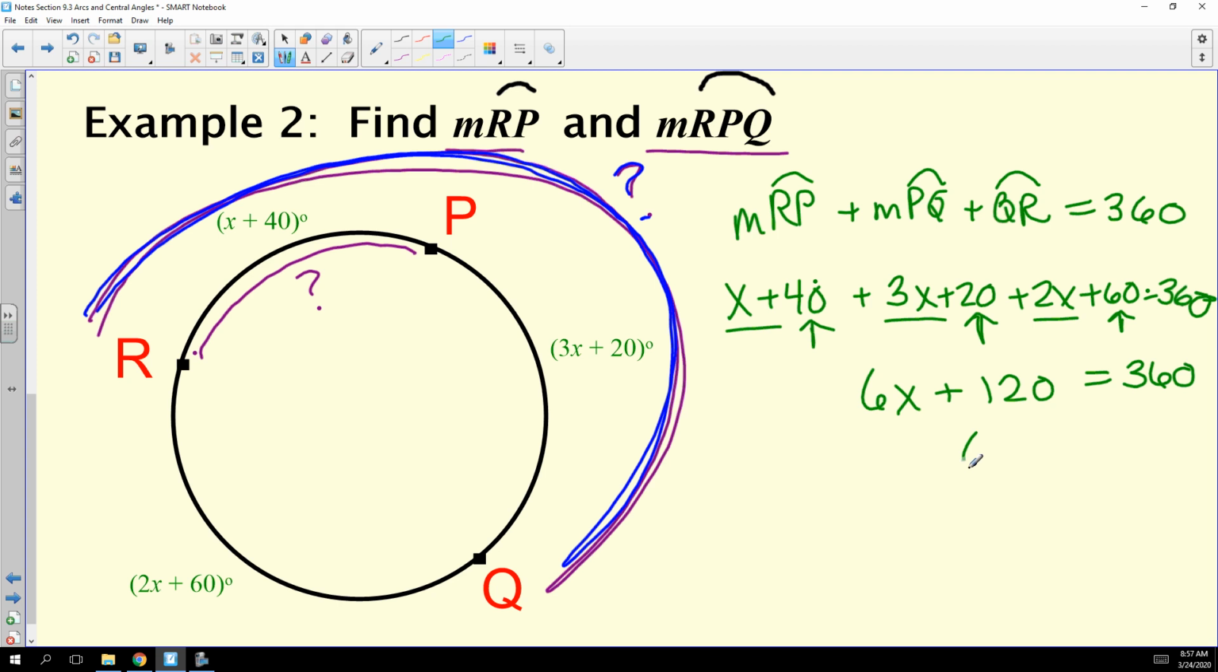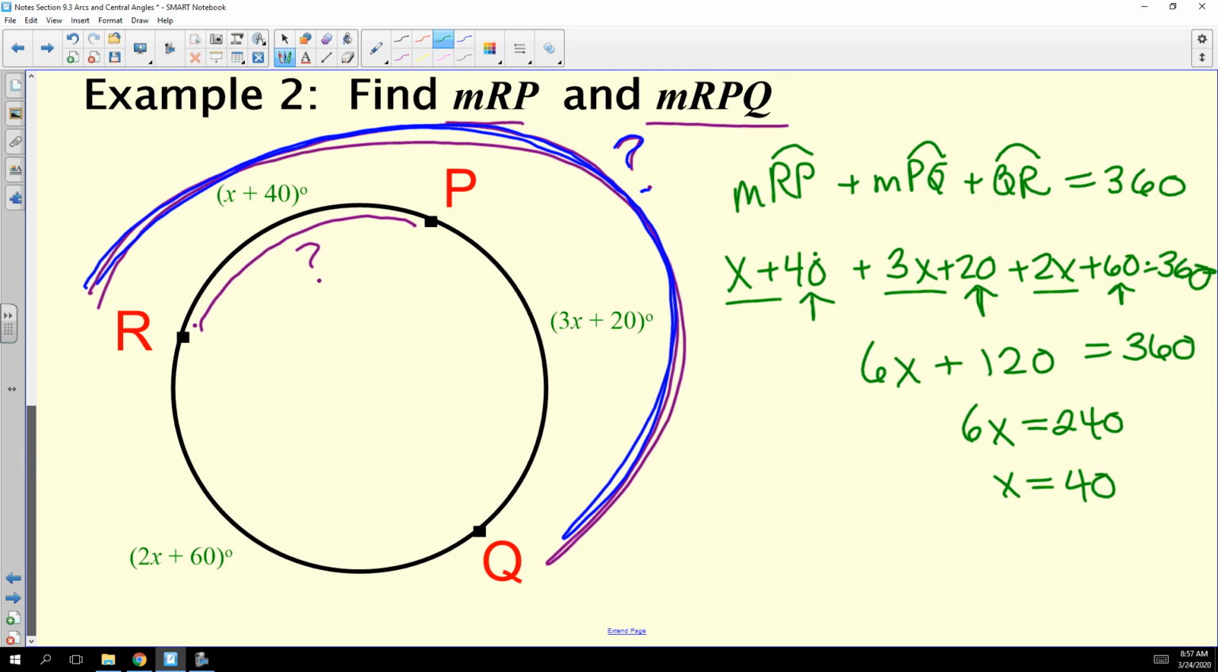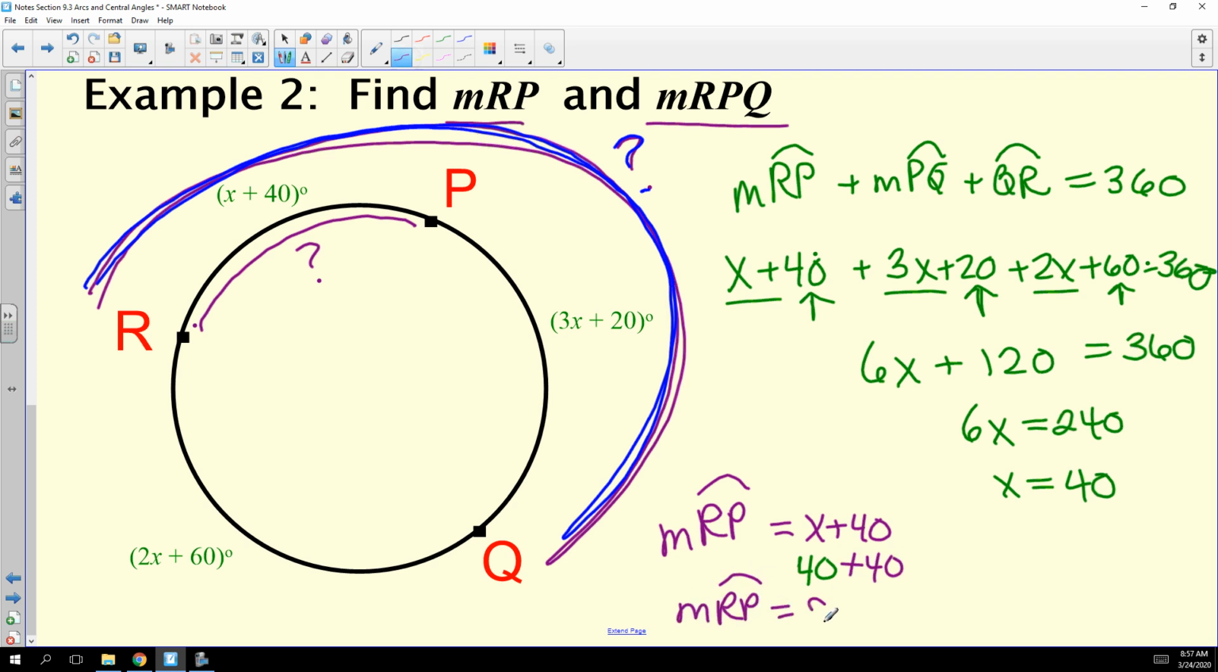Then I'm going to subtract 120, 6x equals 240, x is equal to 40. Got it? So now I know what x is, but that doesn't tell me the measure of arc RP. Remember that the measure of arc RP is equal to x plus 40. So that's where I'm going to plug in the 40 for x that we just found and say that the measure of arc RP is 80 degrees.